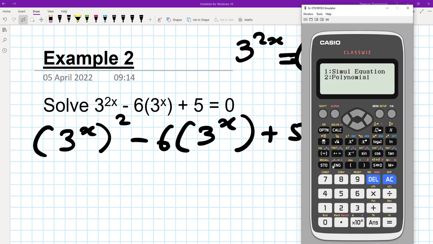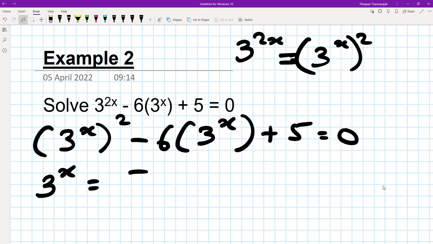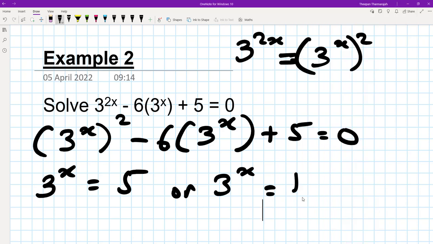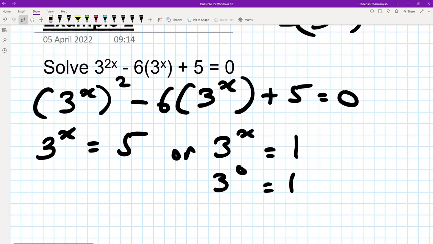So menu, alpha minus 2, 2, put the coefficients in. So the first coefficient is 1. Then the coefficient will be minus 6 here. And the constant term is 5. So we get the first solution is 3 to the power of x equals 5, or 3 to the power of x equals 1. Well, 1's easy because we know 3 to the power of 0 is always 1. So our first solution would be x equals 0, because it's the power.